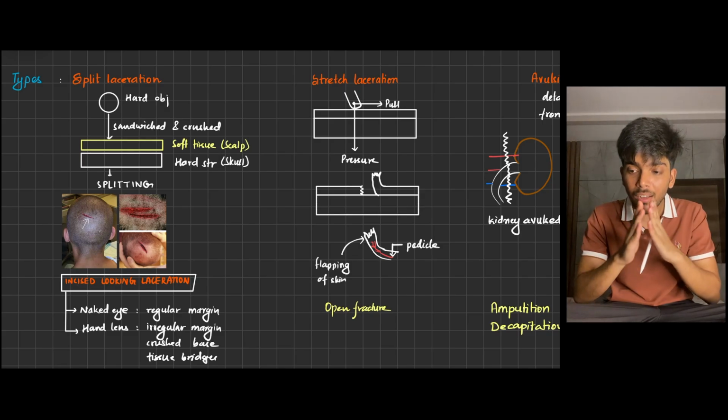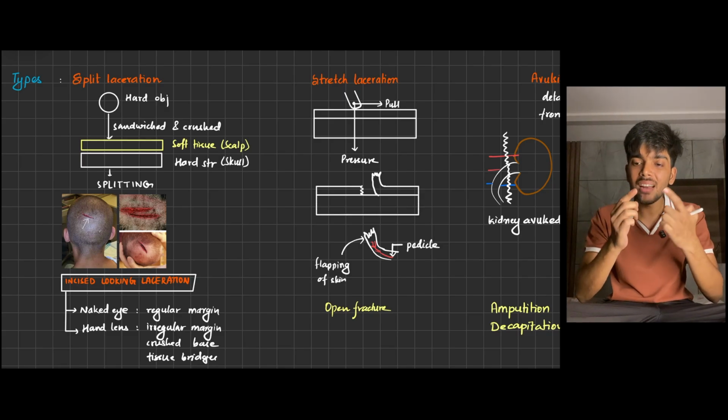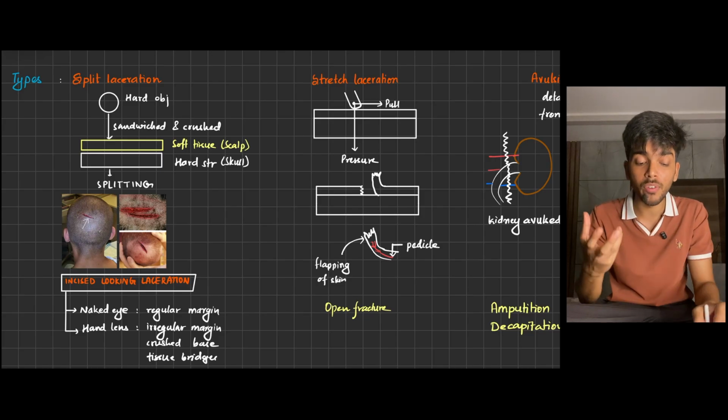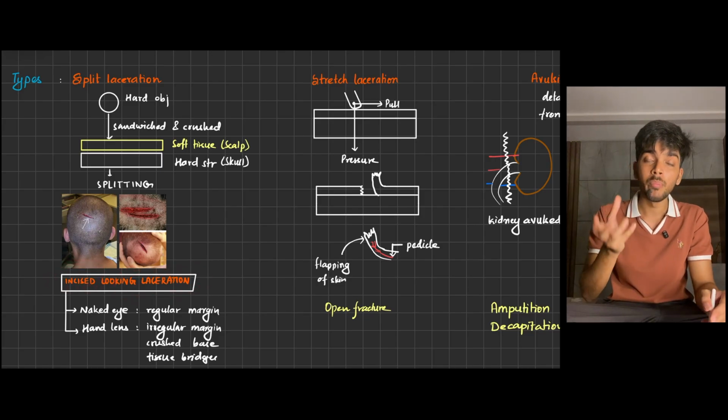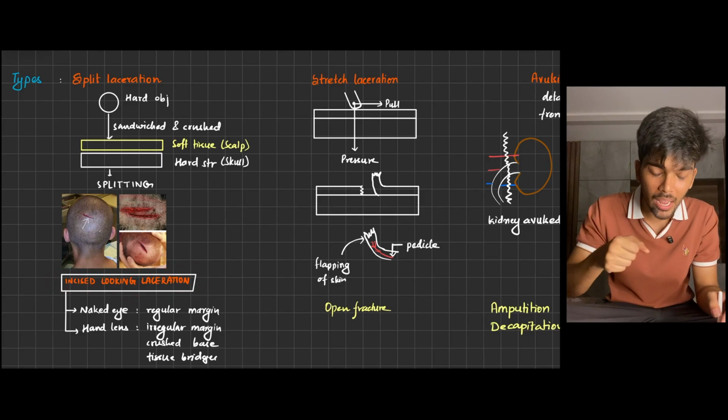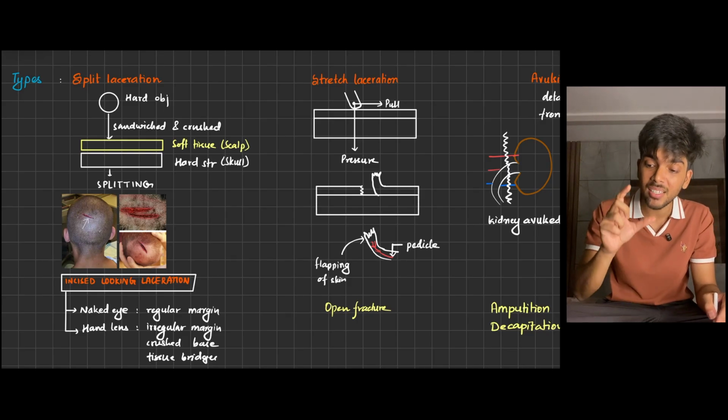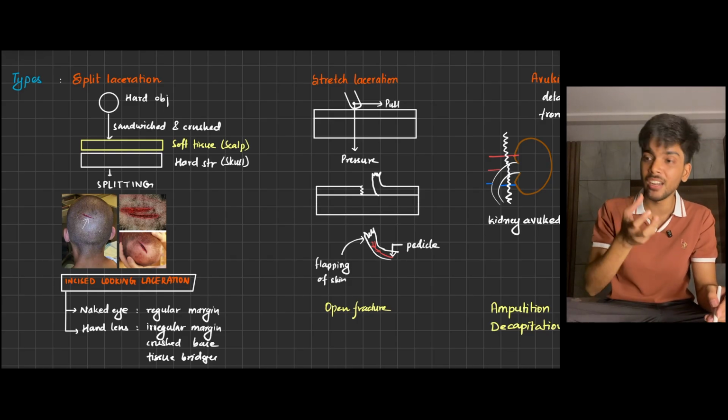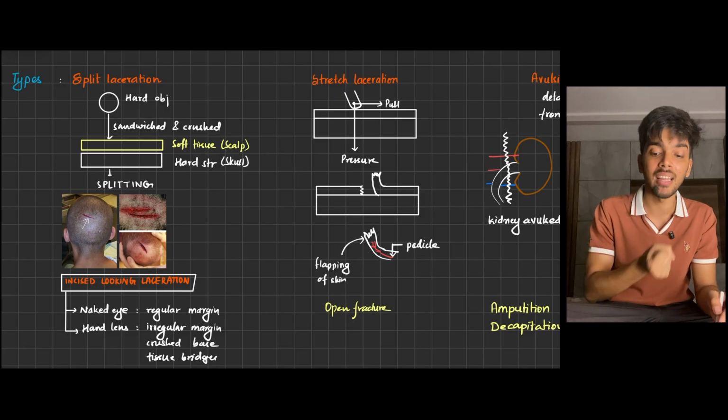Here the splitting of the tissue takes place where the margin seems to be regular, so it is referred to as incised looking laceration. But it is regular just to the naked eye. If you look with a hand lens, in reality the margin is irregular, there is a crushed base and there are tissue breaches which characterize a laceration.